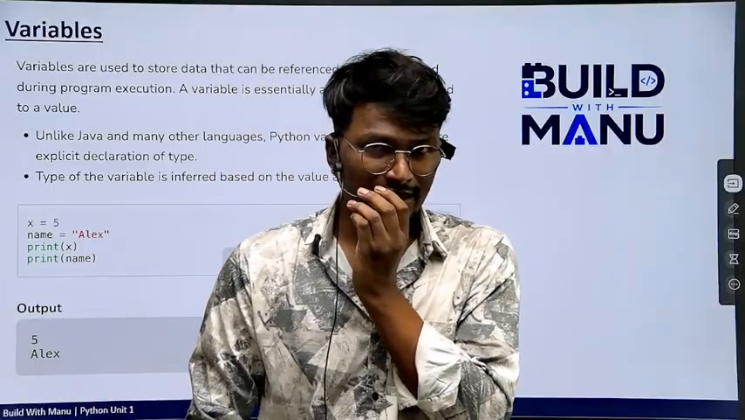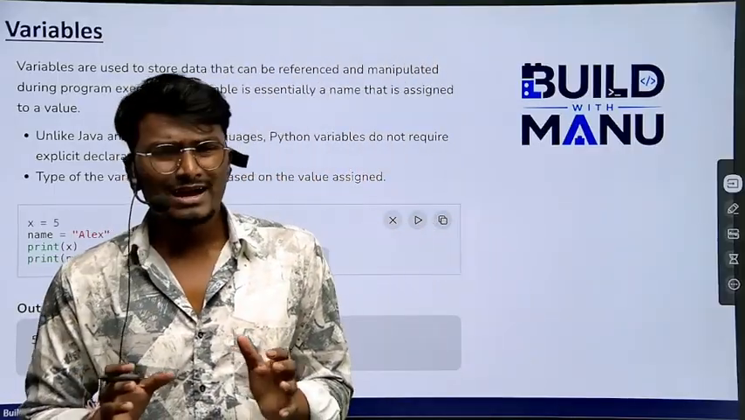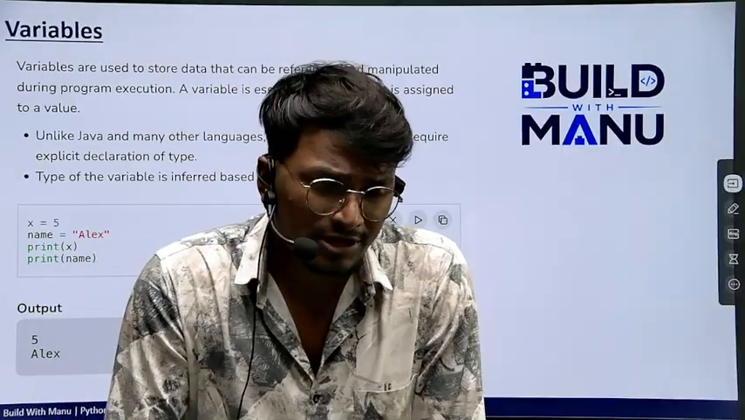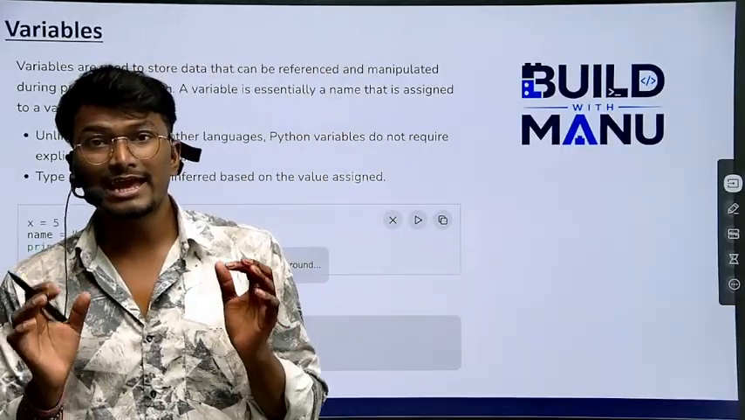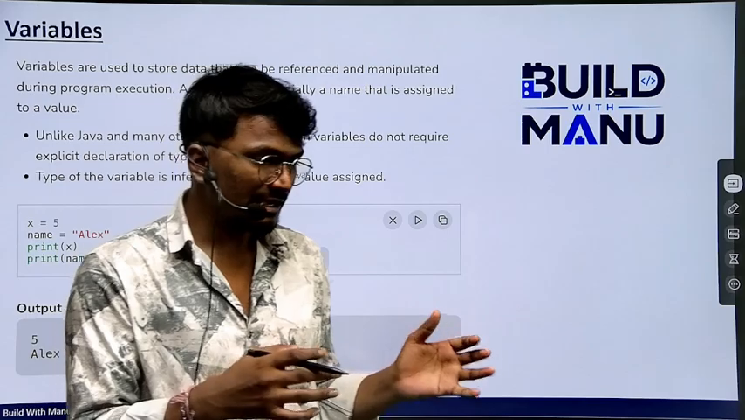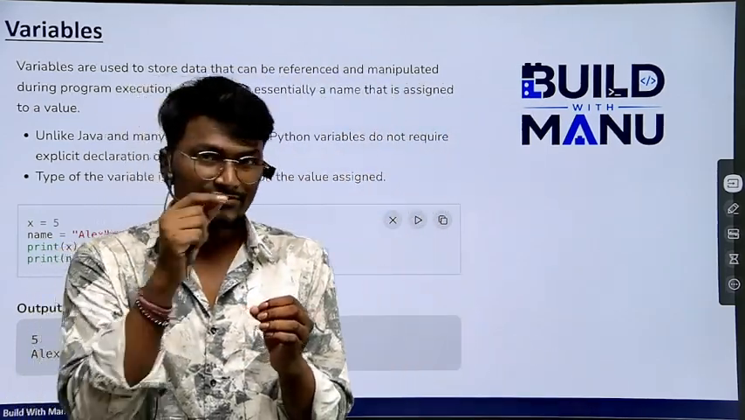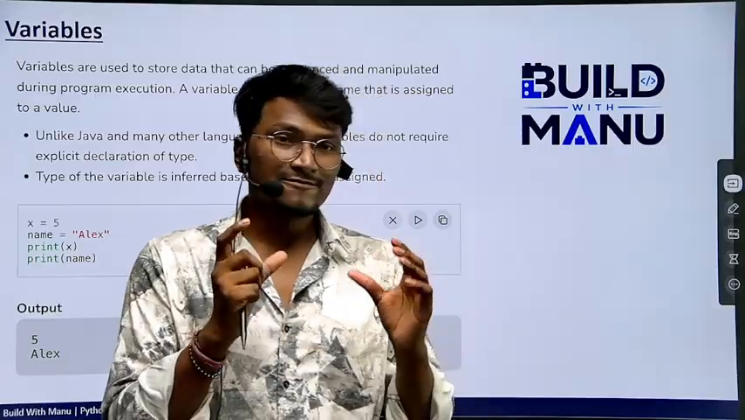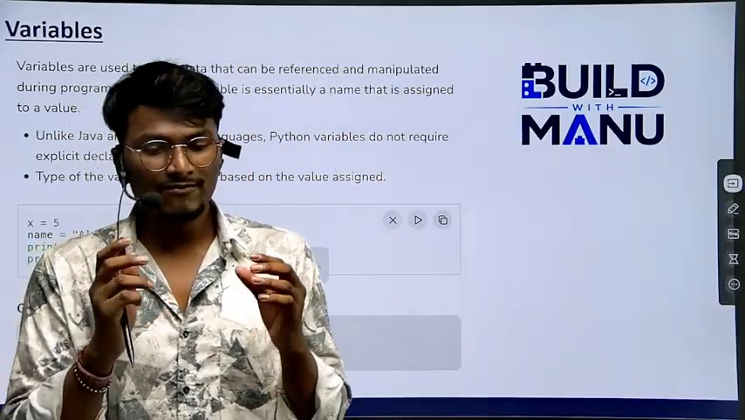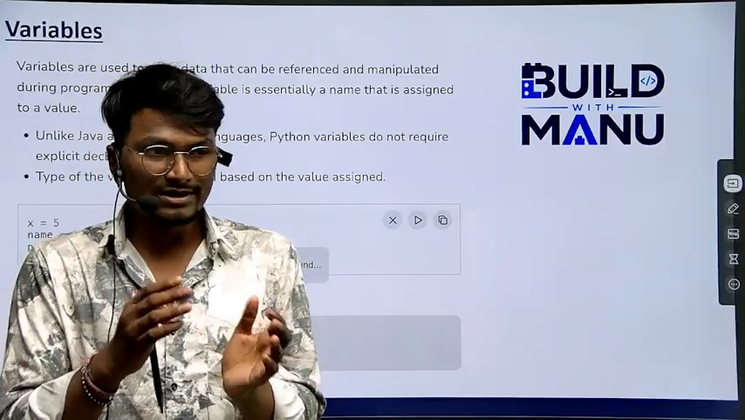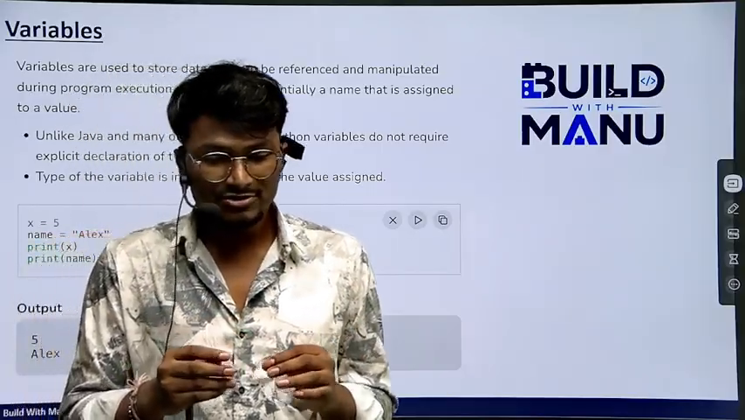Next we'll go for the variable. Let me give you a very simple example. You bought a new water bottle and the new water bottle is empty, and after some time you fill it with water, right? The water which you have filled in the bottle, that stored water, and that storage part is called a variable.